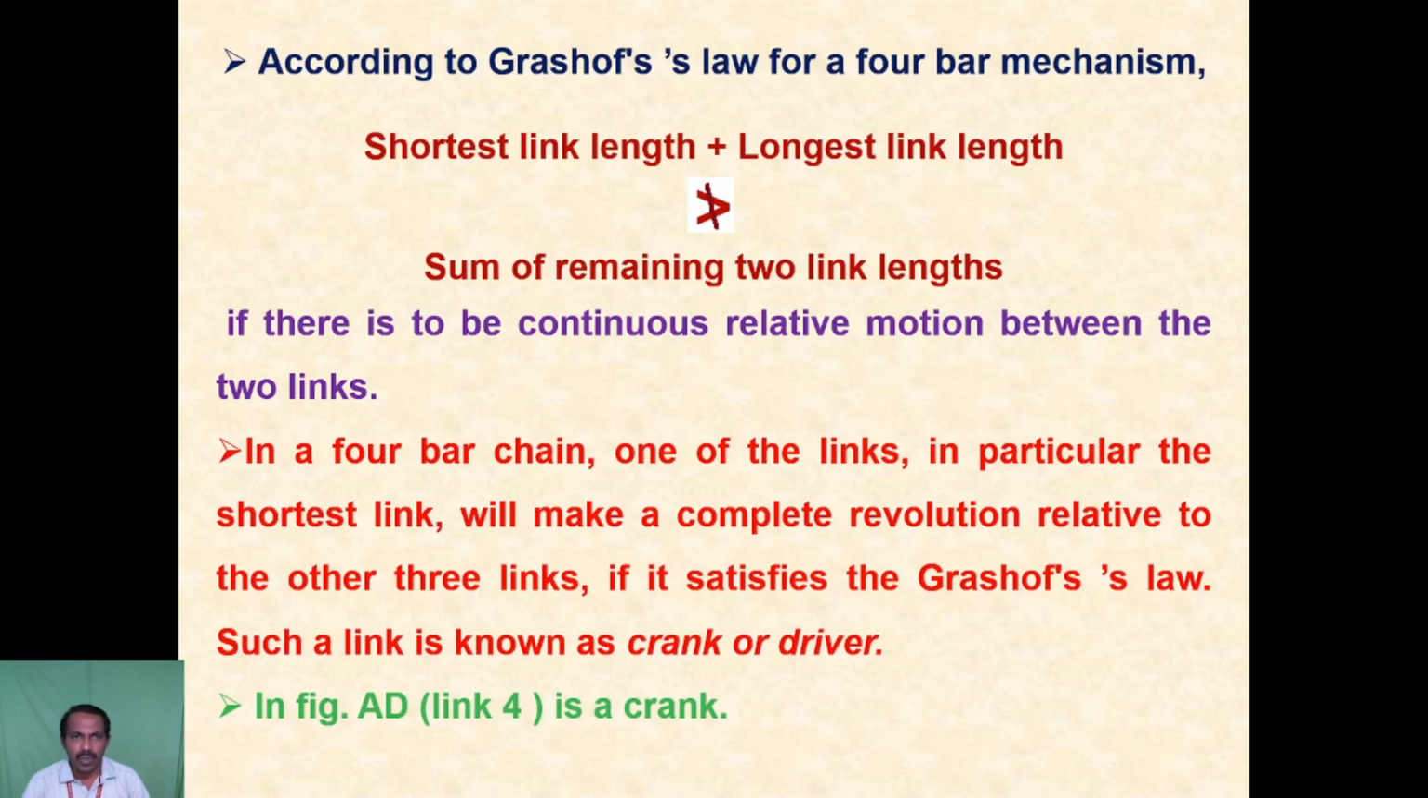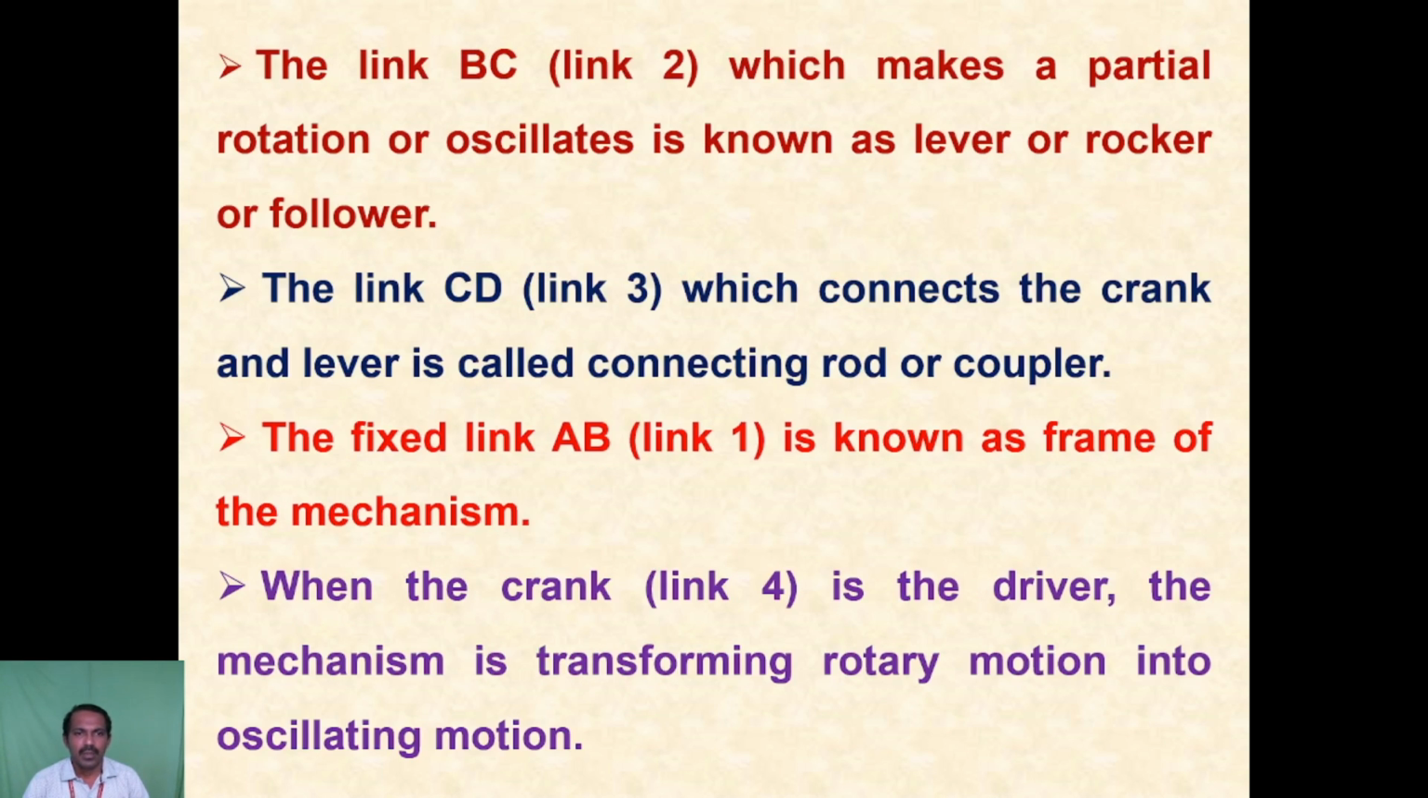According to Grashof's law for the 4-bar mechanism, the shortest link length plus the longest link length is less than or equal to the sum of the remaining 2 link lengths, if there is to be continuous relative motion between the 2 links. For the diagram, for figures, so it is a 4-bar link.